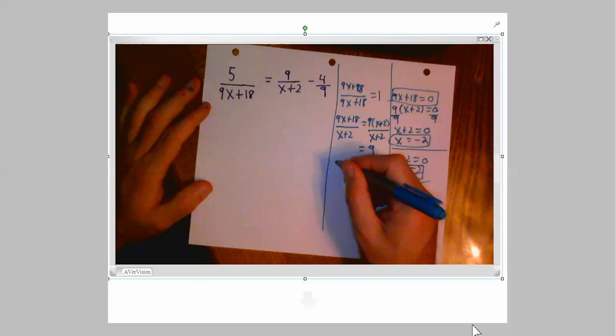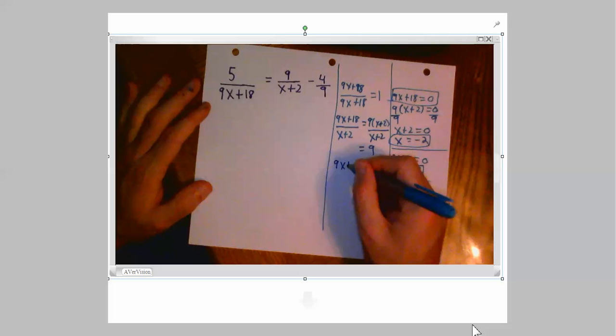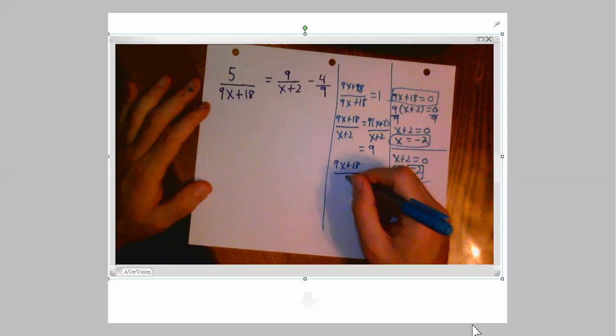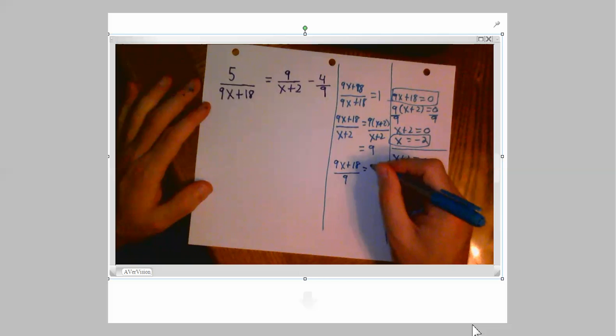And we know that 9x plus 18 divided by 9 is equal to 9 times x plus 2 divided by 9. The 9's cancel to give us x plus 2. Right?